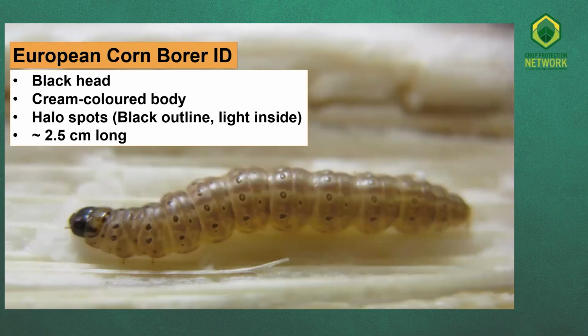But just to quickly go over a few things to look for with European corn borer. This is what the caterpillar looks like inside the corn plant. If you split a corn stalk open, this is the caterpillar that you might find. They have a cream colored body and a black head. They really don't have any distinctive stripes, but they do have these little dots along their body that are black, that have a black ring around the outside and a pale center. So we say they kind of look like a halo. And a fully grown corn borer larva is about 1 inch long, or 2.5 centimeters.